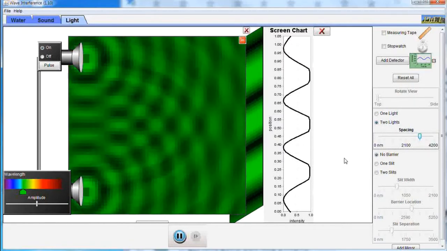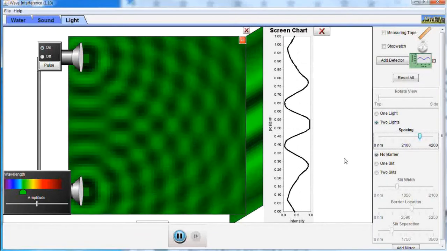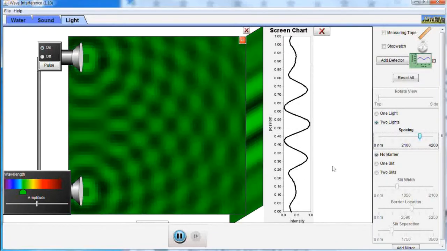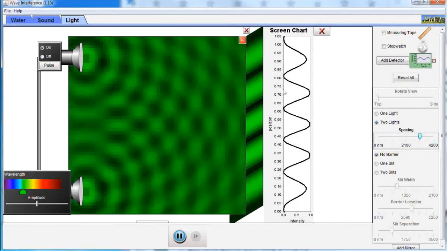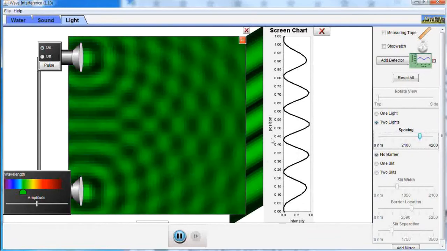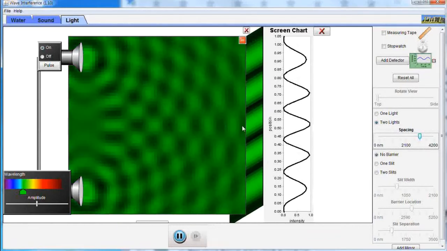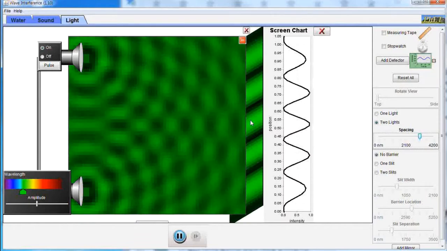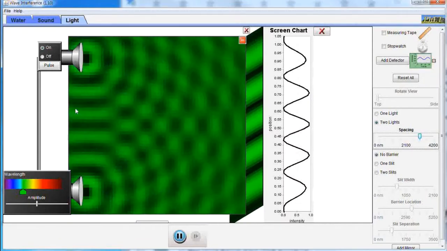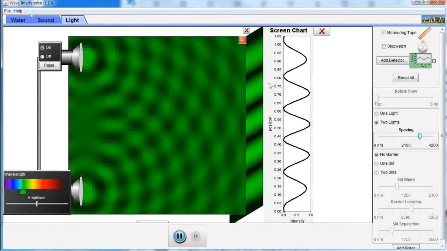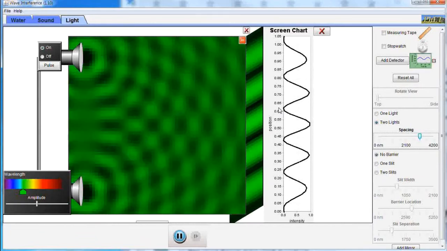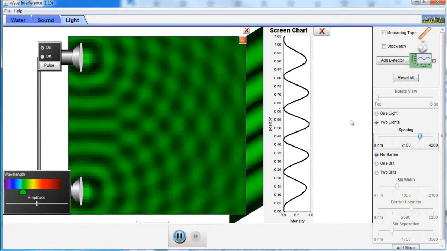Okay, and then things are starting to change. You can clearly see something's changing. How many bright spots do you see? Now you see clearly 5 bright spots, which means that the distance between the bright spots has become shorter. So what it already tells us is that if you make the distance between these two light sources larger, then the distance between the bright spots will become smaller. That's the one thing you have to remember.